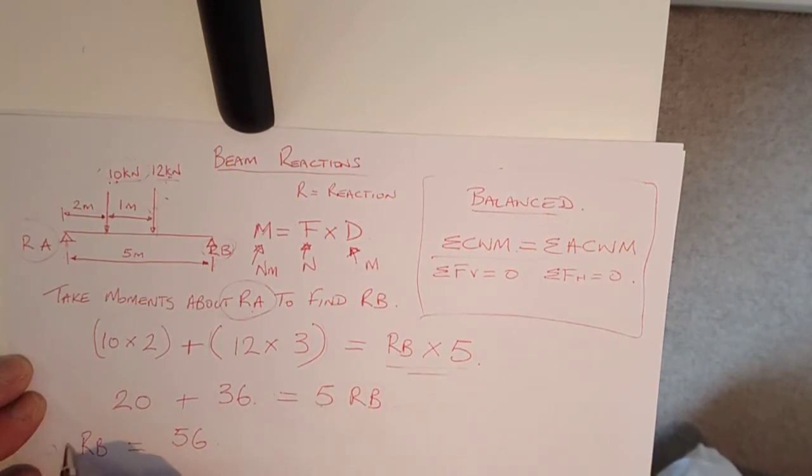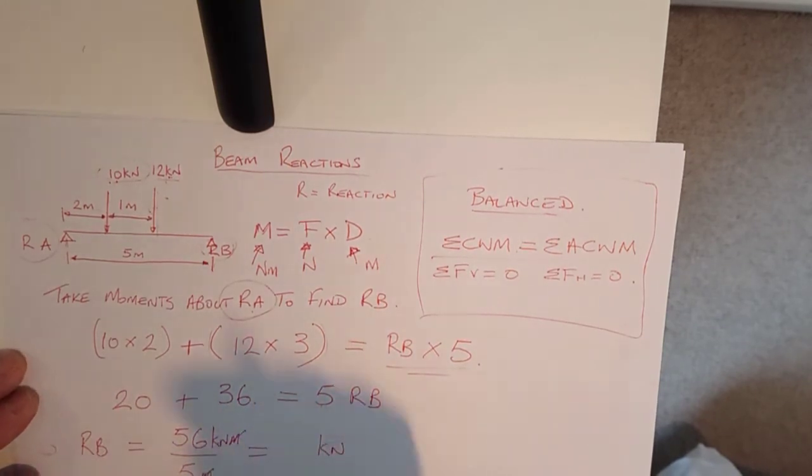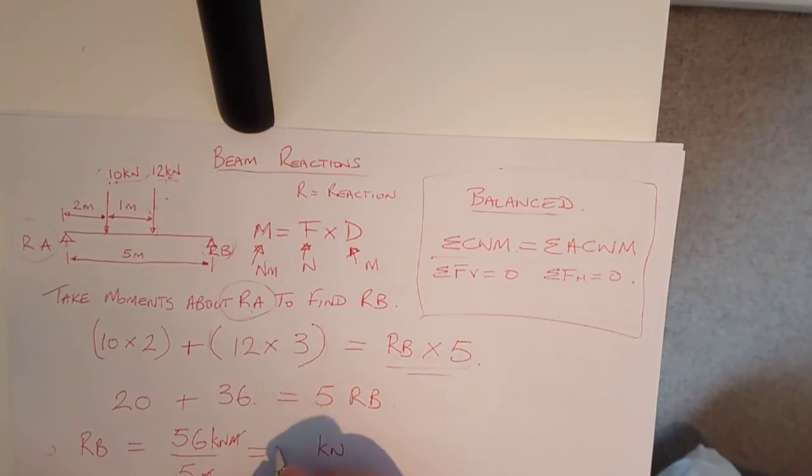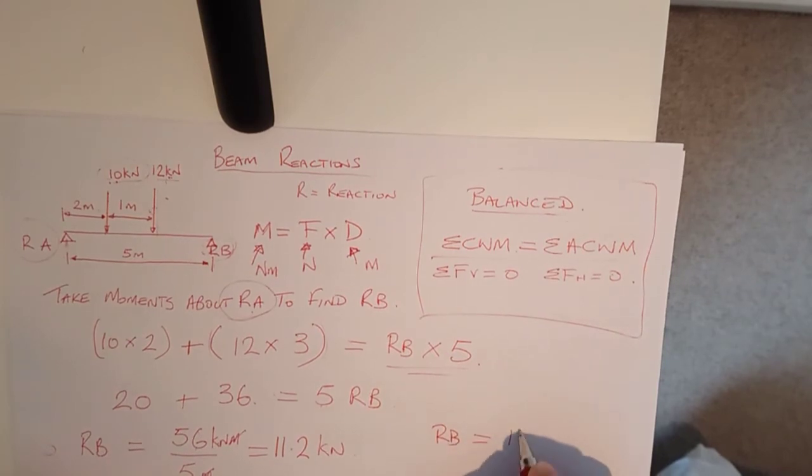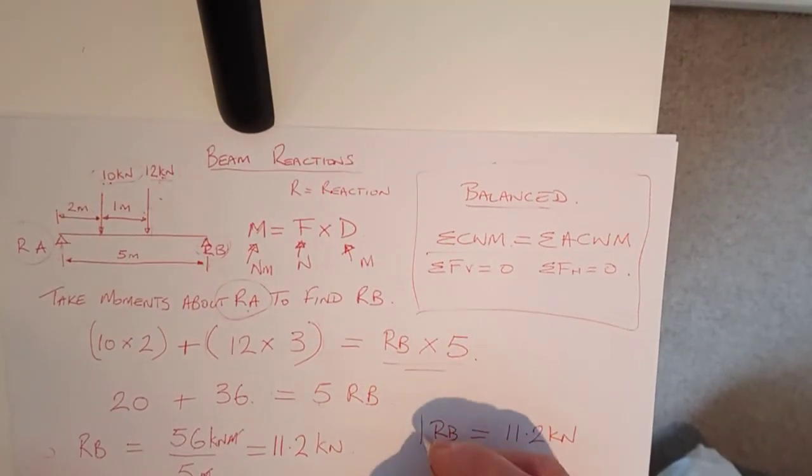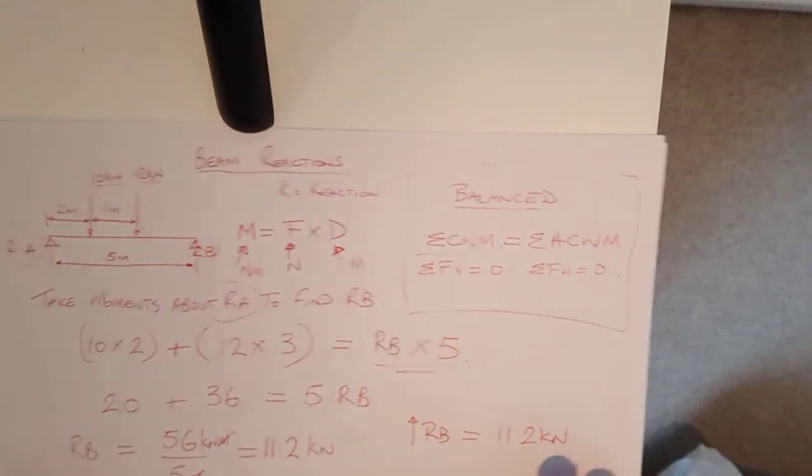So if the 5 was here times RB, to find the resultant force I bring this over and divide. What we've got here is 56 kilonewton meters, and this is 5 meters. So when we divide, we cancel out the meters, and that leaves us with a force in kilonewtons. So you'll find the force is 11.2 kilonewtons. So RB is equal to 11.2 kilonewtons acting back up the way. Okay, so that's what we found out.